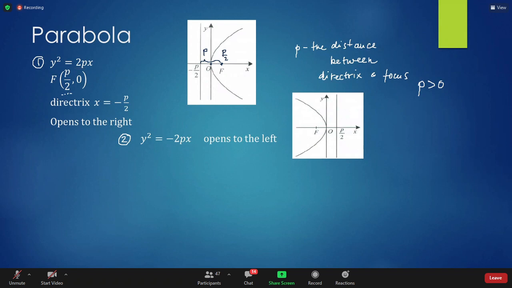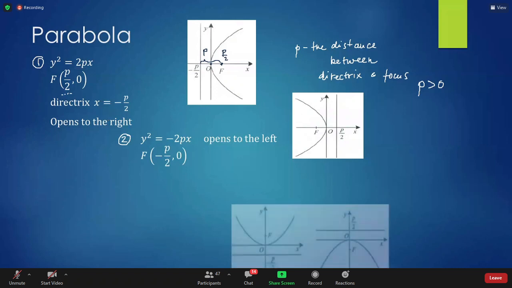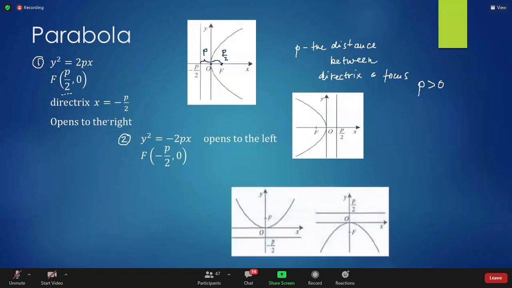So this might be an explanation, not of why the parabola is like it is, but of how we can know that the parabola opens to the left. And the focus evidently has the negative x coordinate, negative p half, and the directrix would be positive p half. So the directrix would be x equals p half positive, unlike the first case.